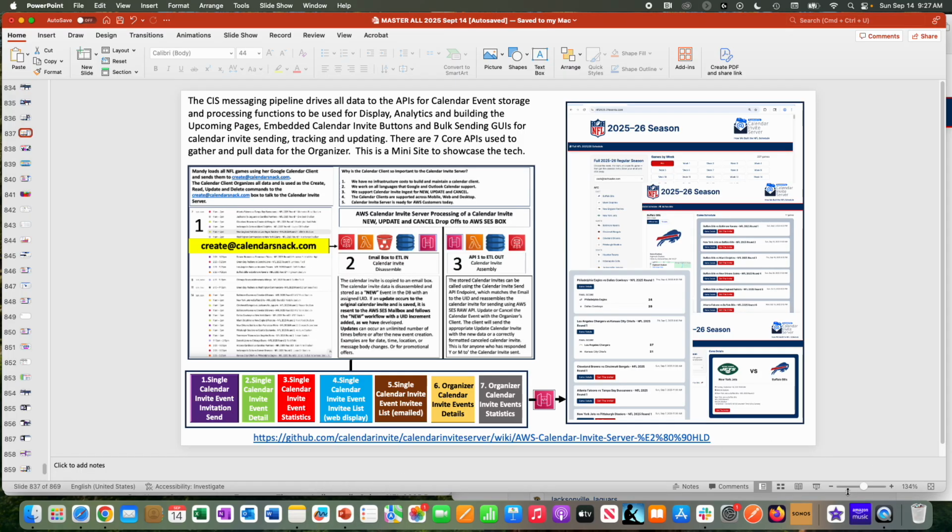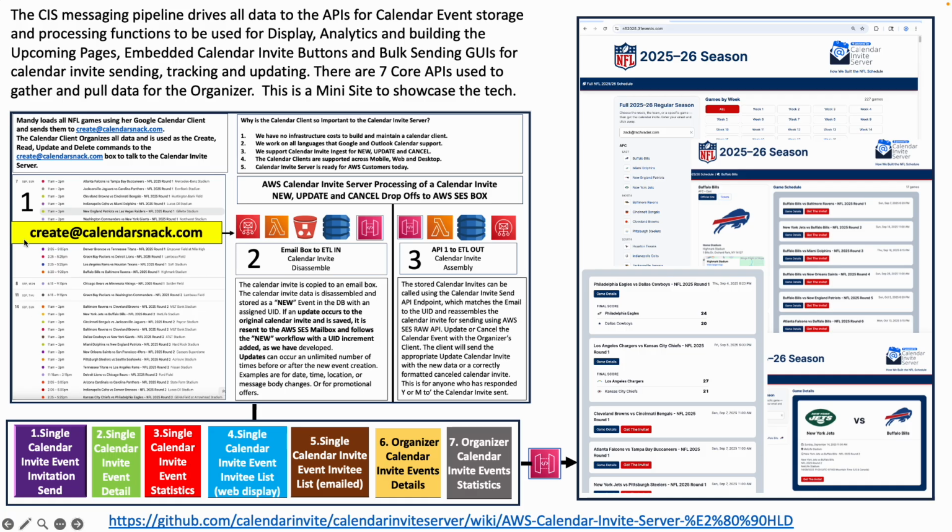So firsthand, real quick, not a lot of time on this. Mandy has used a create at calendarsnack.com Dropbox email-like address. This email address is actually a Dropbox for AWS. This Dropbox is a simple email service, or SES Dropbox. It is sitting on the calendar invite server which we built. This particular command is a function that basically disassembles calendar invite information and stores it and then visualizes it in API 1 here in her NFL page, which she's using for the calendar invite data off of her personal calendar.